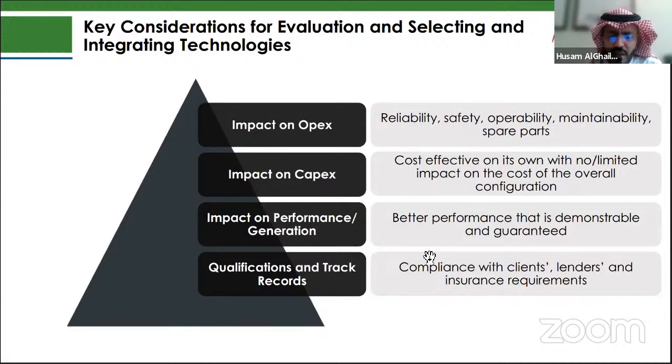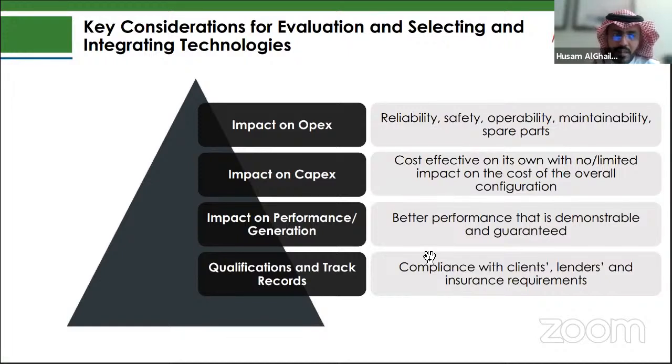When it comes to capex, definitely these solutions have to be cost effective on their own. And one of the key considerations is that they should not affect the overall configuration by increasing the cost of other equipment, whether it's the cabling or the labor cost. At the end of the day, I'm talking about looking at it from a developer and also from an EPC contractor point of view. We are looking at the overall configuration.